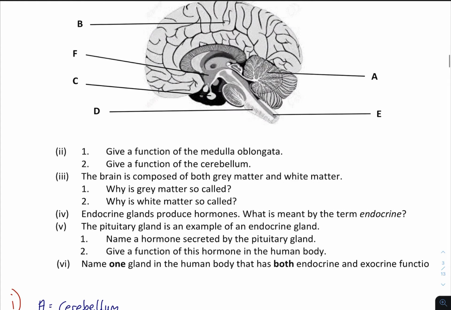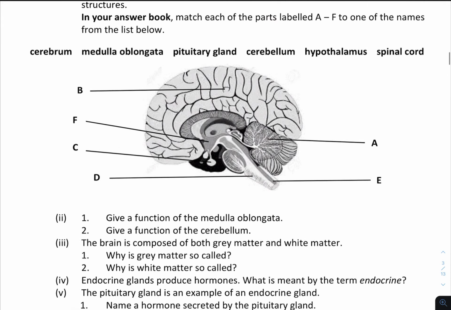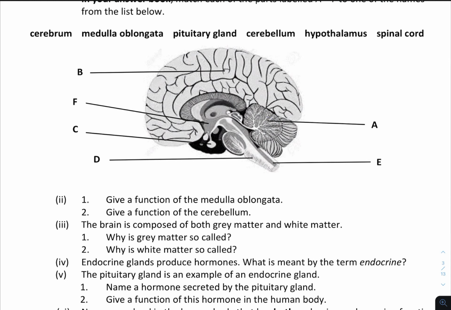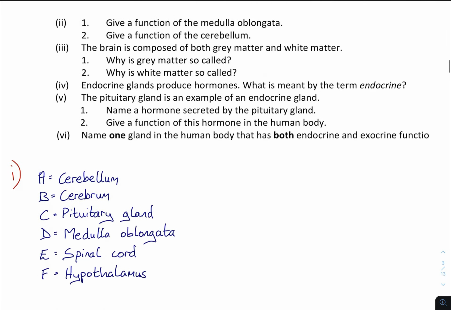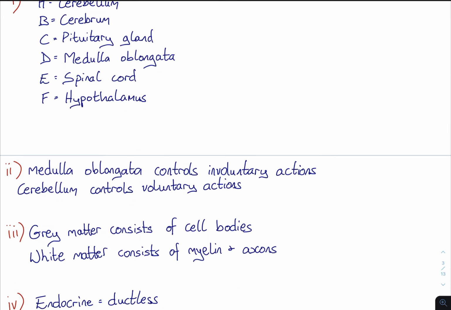Give a function to medulla oblongata, give a function to cerebellum. So cerebellum there, everybody, was A, and the medulla oblongata was D. So I don't think I said what the cerebellum was. The cerebellum controls all the voluntary actions. So when you actually think about making a movement or catching something or whatever, that's the cerebellum that's responsible for that. The medulla oblongata, as I said, controls the involuntary actions. So we have those two answered there.